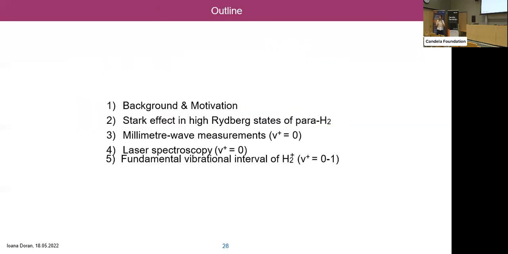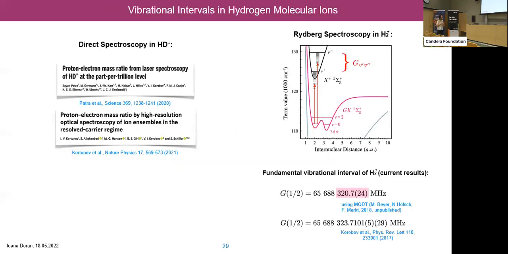Now I will just briefly mention the outlook that we have for the determination of the fundamental vibrational interval of H2+. Vibrational intervals in hydrogen molecular ions are interesting to look at because they can give us access to fundamental constants, such as the proton to electron mass ratio. This is already done very precisely in HD+. However, H2+ does not have a dipole moment, and this makes direct vibrational spectroscopy impossible. So what one can do instead is to measure Rydberg series converging to different vibrational levels, and then connect these results in order to get a value for a vibrational interval.